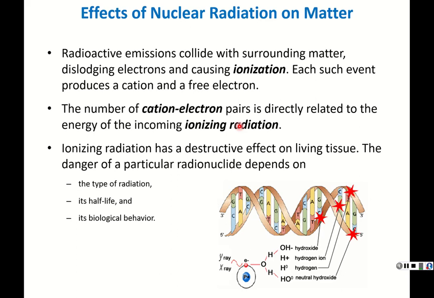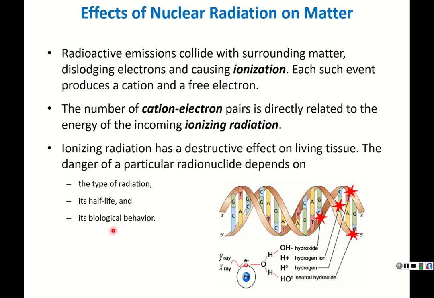Ionizing radiation thus has a destructive effect on living tissue, and the danger of particular radionuclides depends on three things: the type of radiation it's releasing, the half-life it has, because that tells you, in a sense, how much and how fast it's decaying and the radiation it's putting out, and its biological behavior. Where in the cell will this radioactive element go, or where in the body will it travel to?